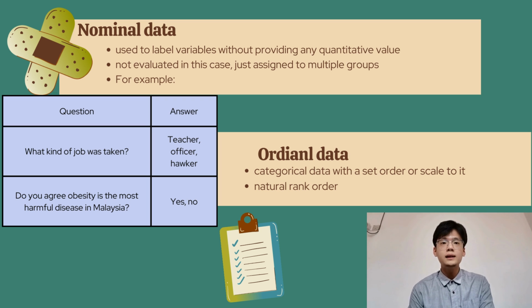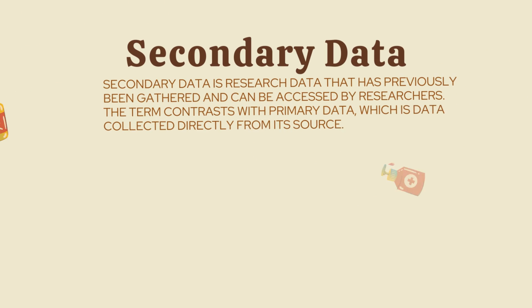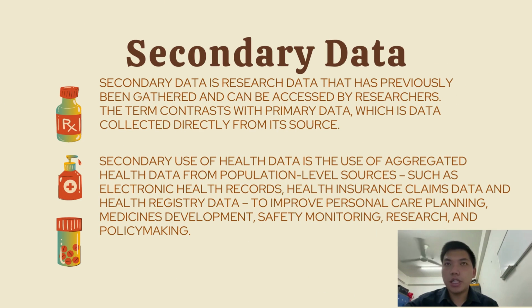Ordinal data. Ordinal data is a kind of categorical data with a set order or scale to it. Ordinal data is classified into categories within a variable that has a neutral rank order. In our research, we are using strongly agree, agree, neutral, disagree, and strongly disagree in the questionnaire to receive the responses from the respondents. Secondary data is research data that has previously been gathered and can be accessed by researchers.